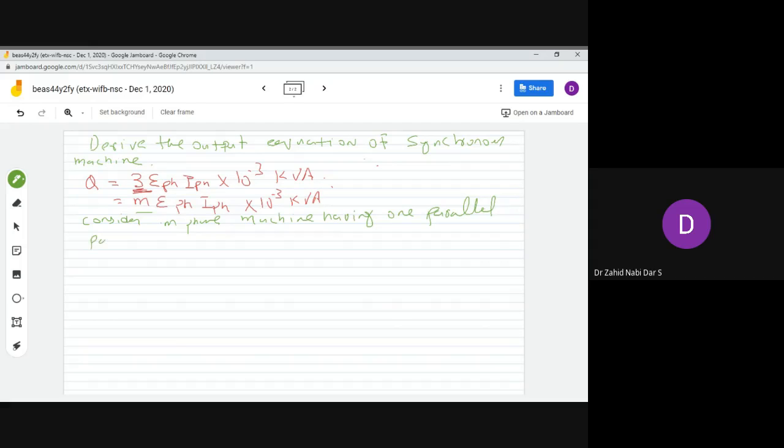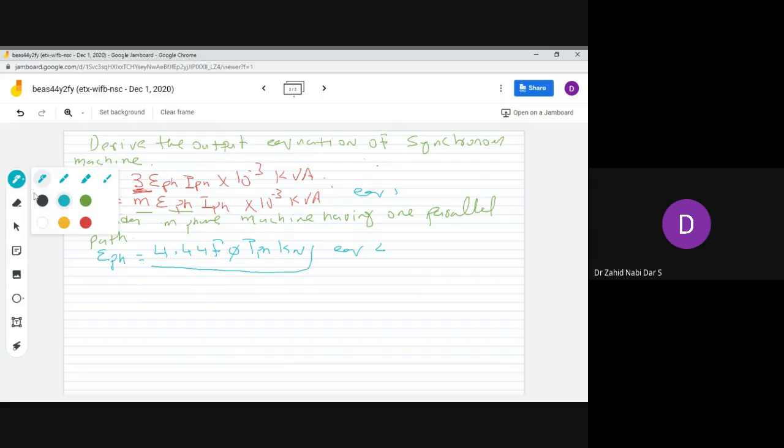Now, E phase I can write in terms of the quantities which I derived previously, as we also utilized in the induction machine. This is 4.44 f phi T phase Kw, the formula for the induction machine. This E phase value I can substitute in equation 1. Let this be equation 2.